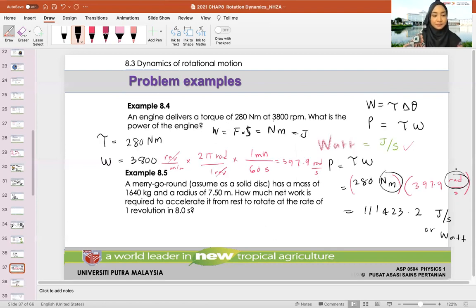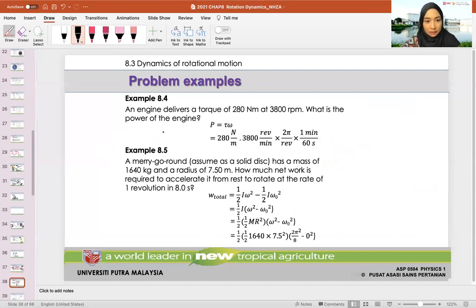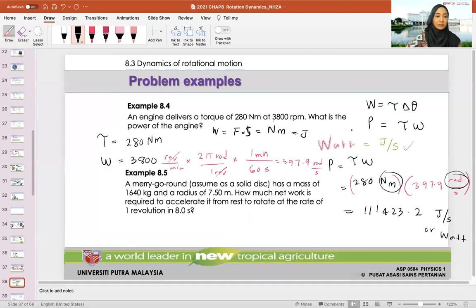Okay, next one. So let's see the answer. Is it correct? An engine delivers 280, 3,800. Change it to, okay, there's no answer here. Never mind. Okay, next one. Duplicate slide.